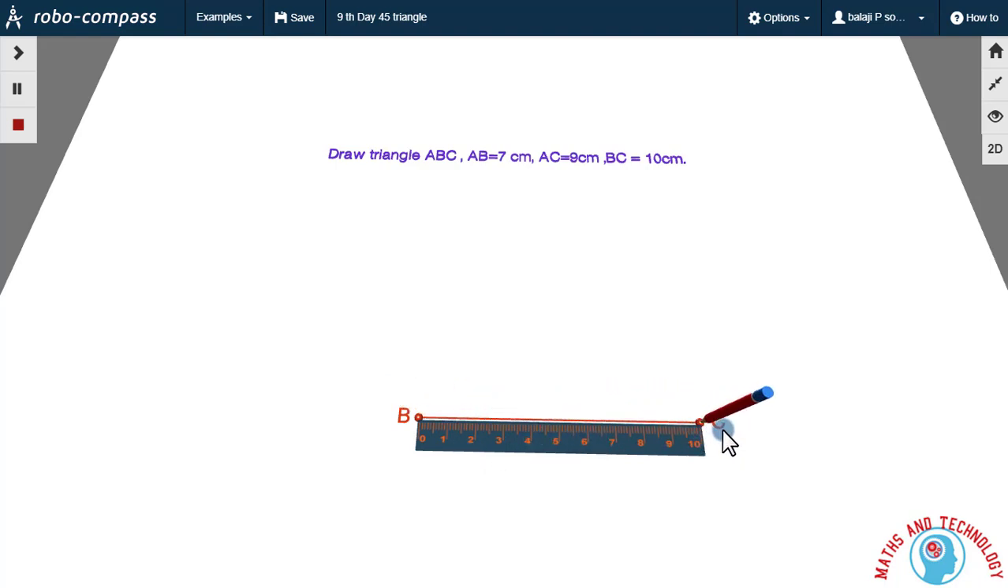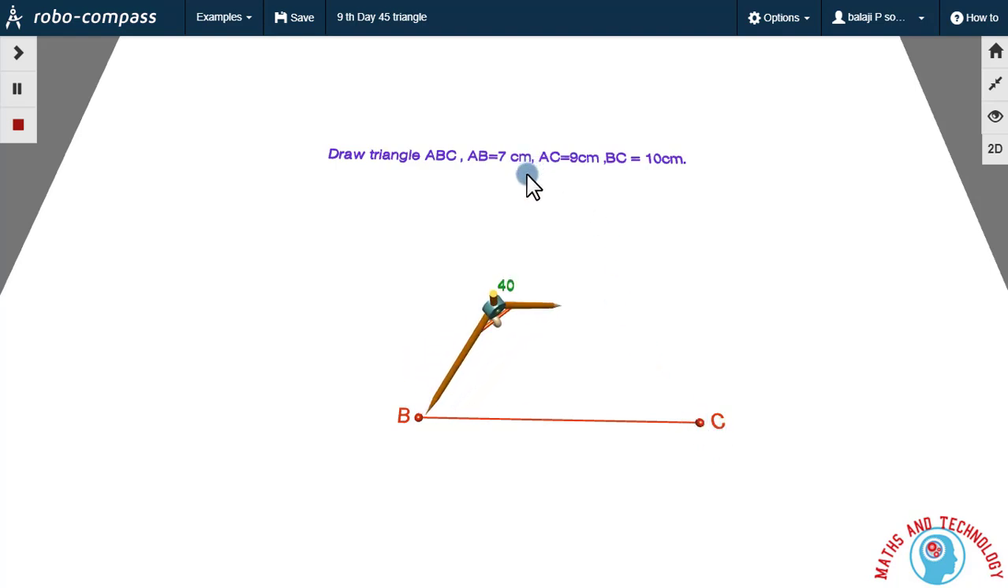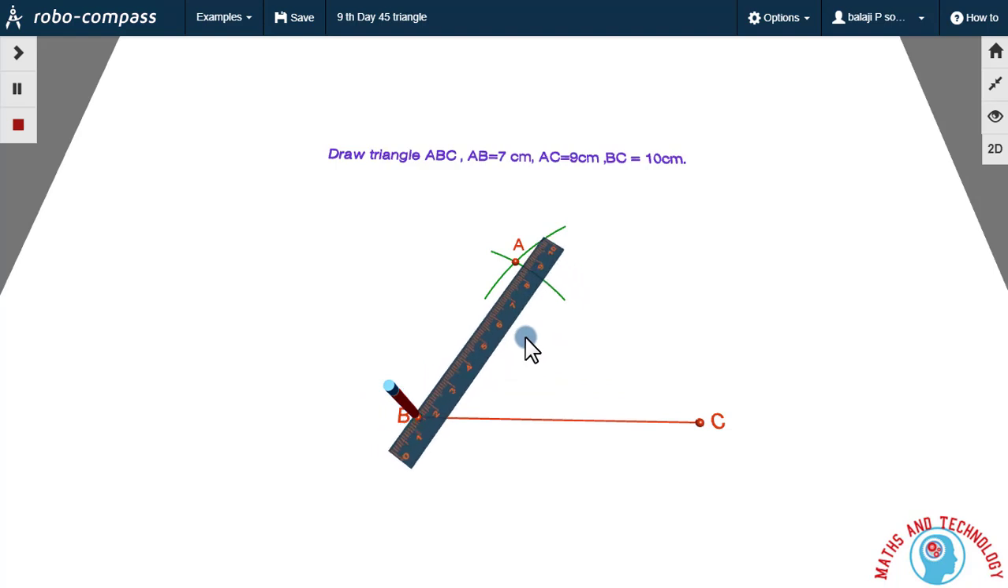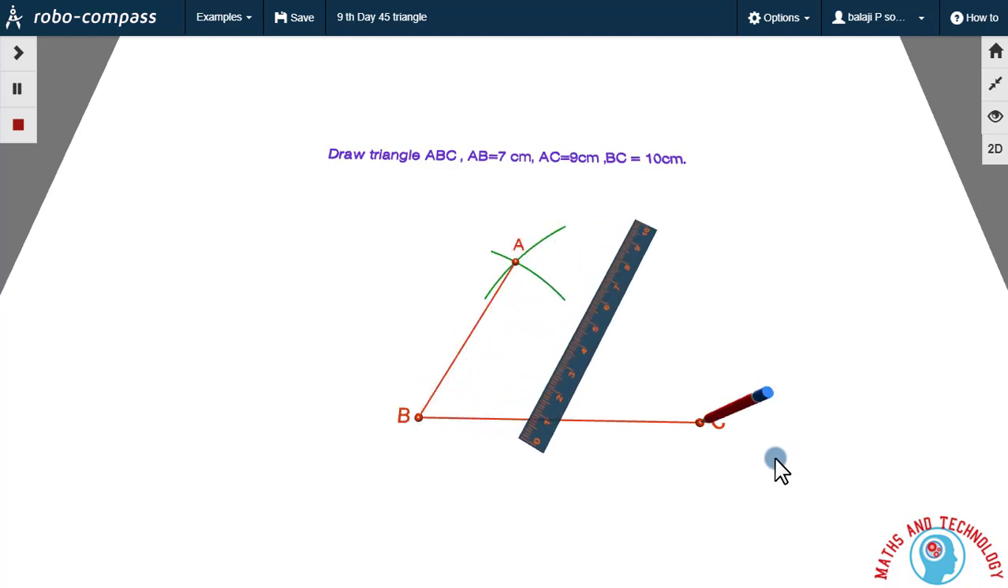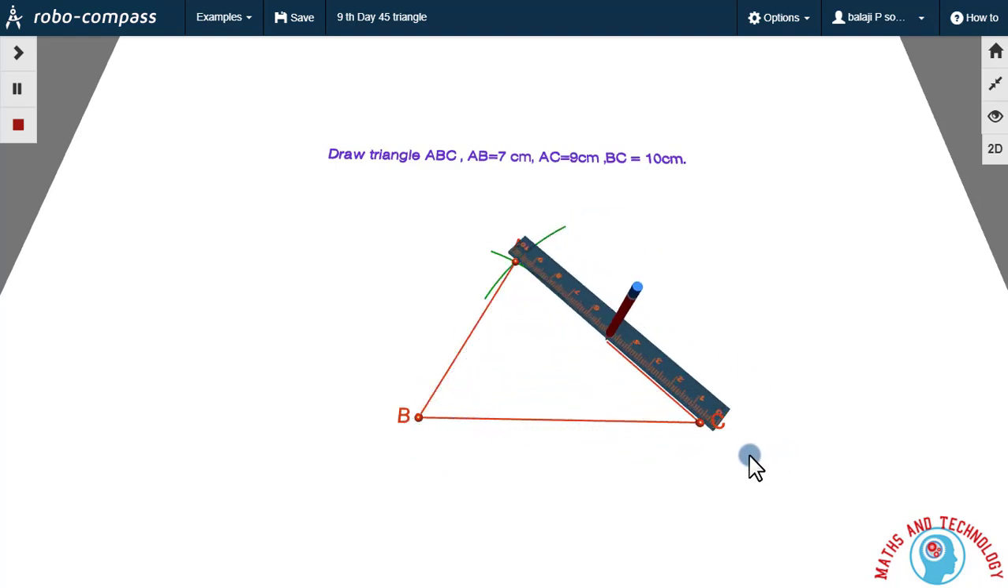Then draw a point A. AB equal to 7 centimeter. Draw an arc at 7 centimeter. Then from C, 9 centimeter, draw an arc. Both arcs meet at the point. Name that point A and join AB and join AC, which is a triangle ABC.